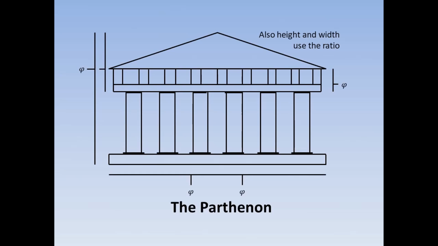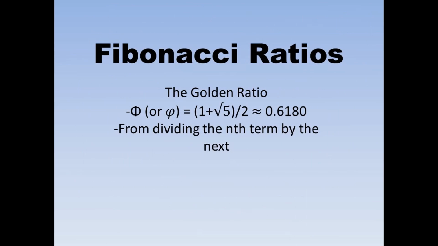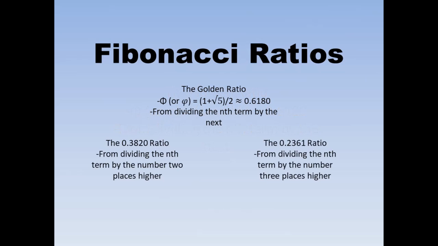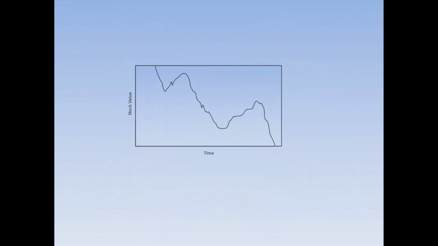Another use is in stock trading, where it is possible to help in making predictions on trends. These predictions use several more Fibonacci ratios. These ratios are the 0.382 ratio, from taking the Fibonacci number and dividing it by the number 2 places higher. Next is the 0.236 ratio, from a number divided by 3 places higher.